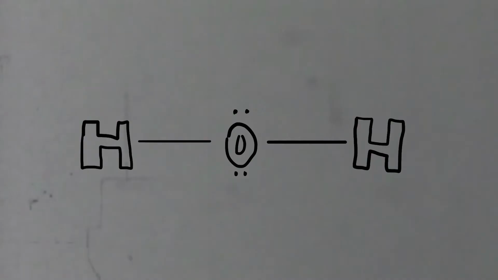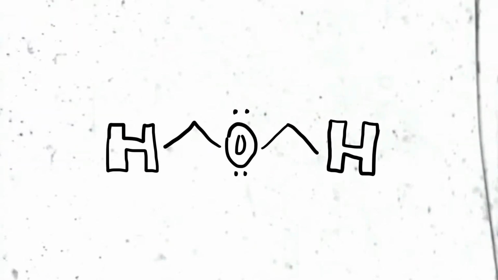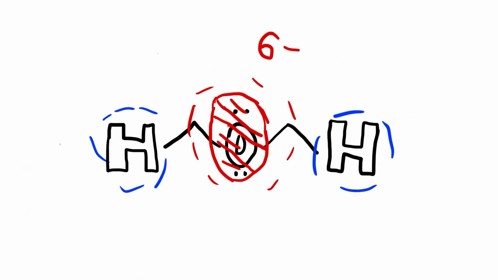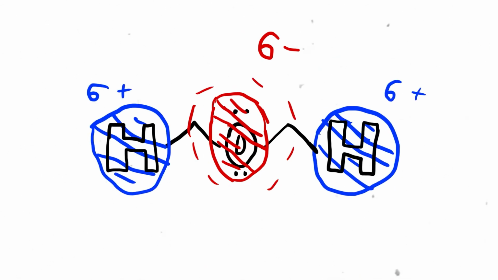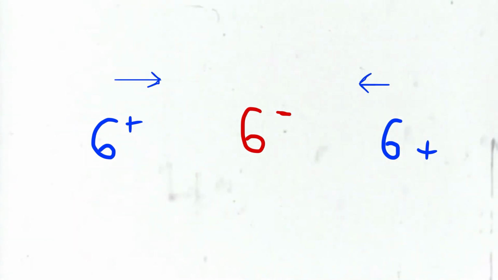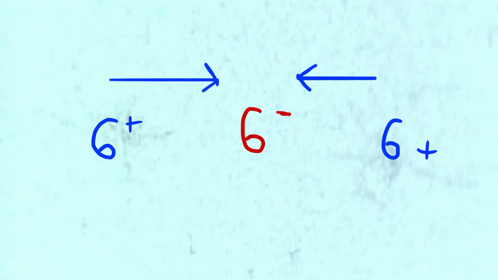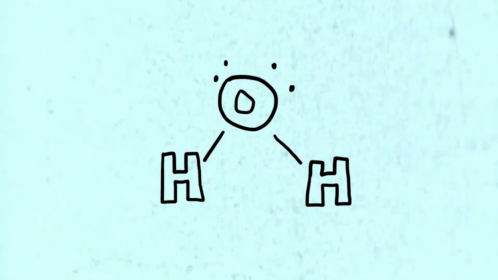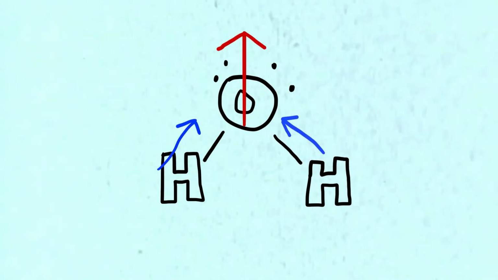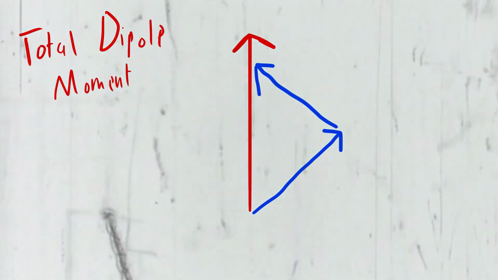Now, because oxygen is more electronegative, it's going to pull those electrons closer, giving it a partial negative charge, while the hydrogens have lost their electrons and have a partial positive charge. Now, this flow of electrons results in dipoles that flow towards the oxygen. Now, because water has a bent geometry, the dipole moment will look like this with an arrow going straight up. Now, why is this? Well, because to add vectors, you just simply stack them end to end, and you get the total dipole moment.